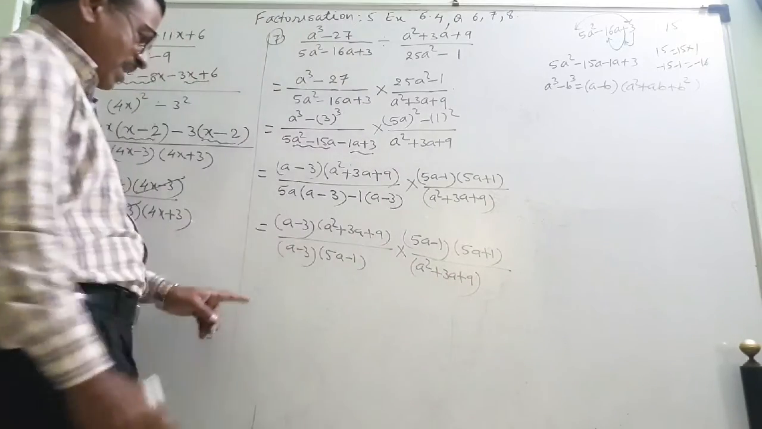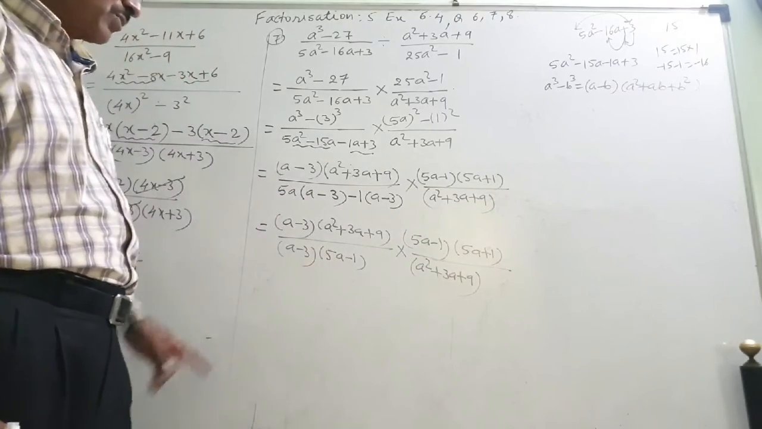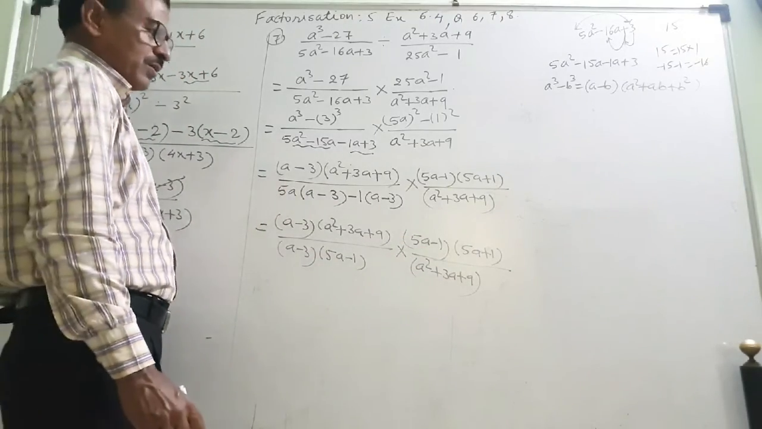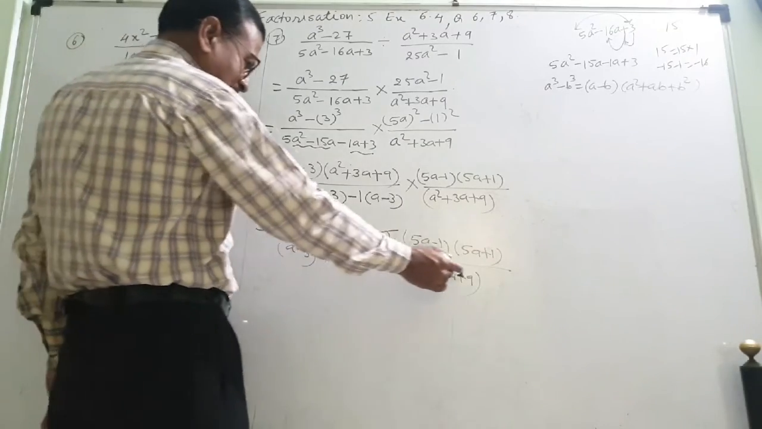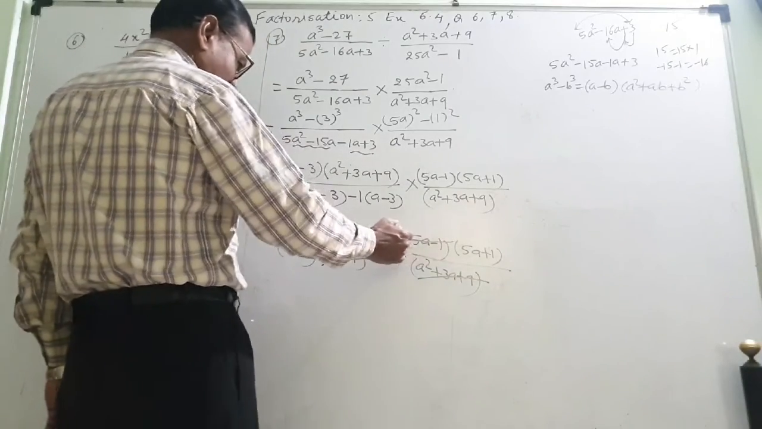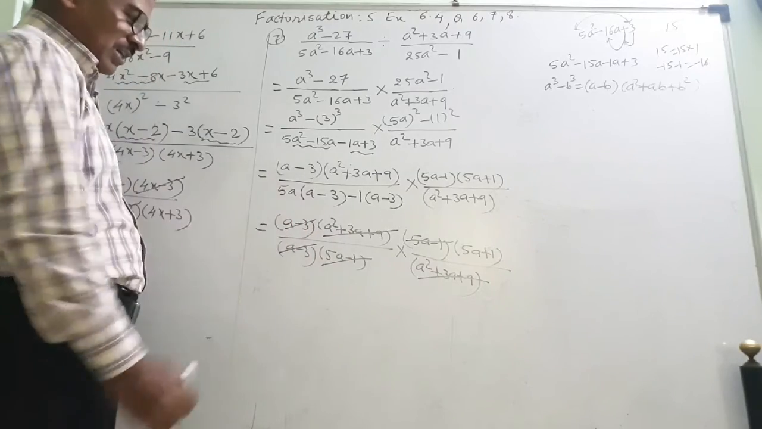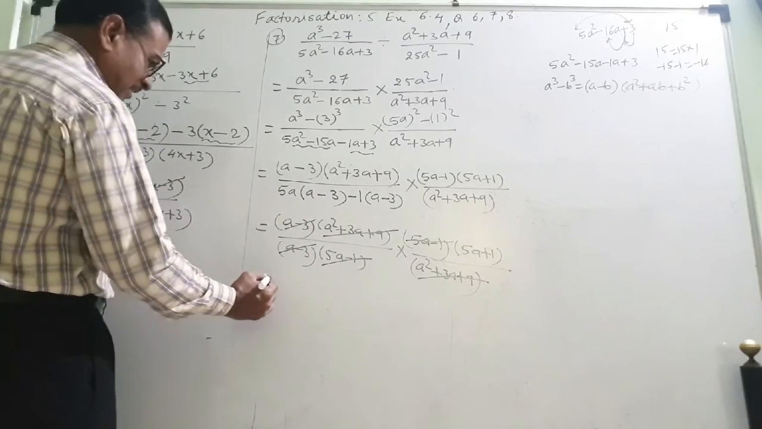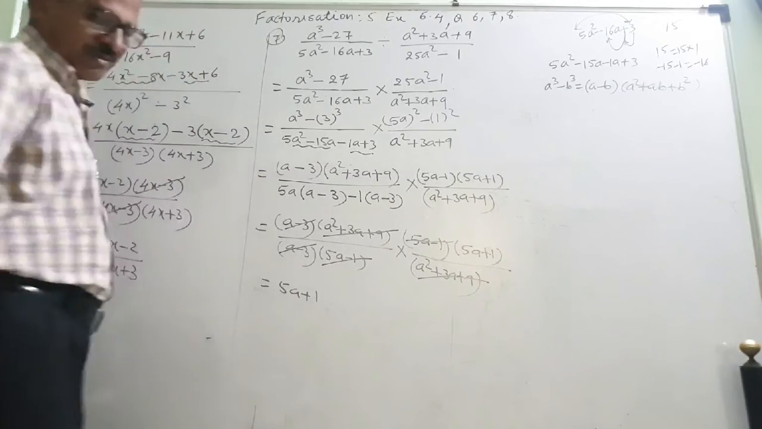Now everywhere here it is into, here it is into, here into, everywhere into. Now you can cancel. So this and this had got cancelled. 5a minus 1, 5a minus 1 has got cancelled. A minus 3, a minus 3 has got cancelled. And so what is remaining is that is equal to 5a plus 1, and this is the simplification.